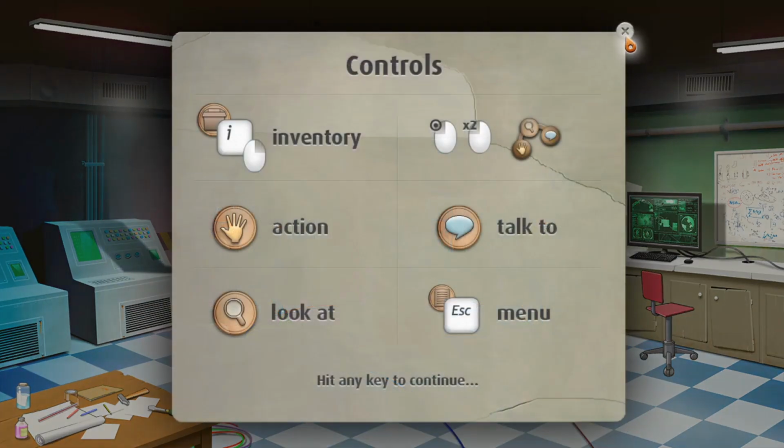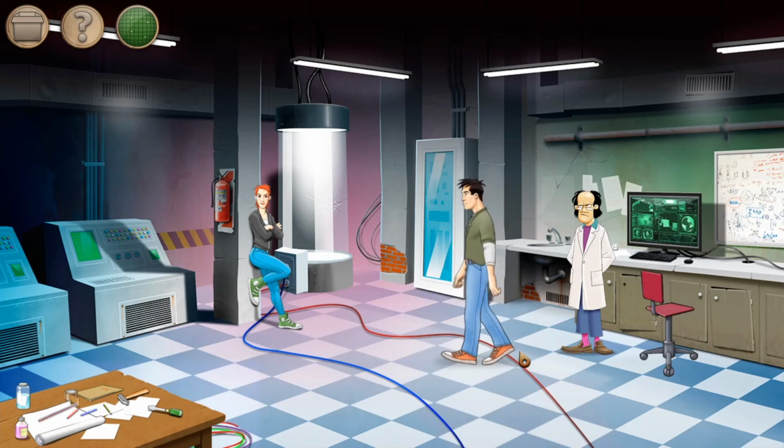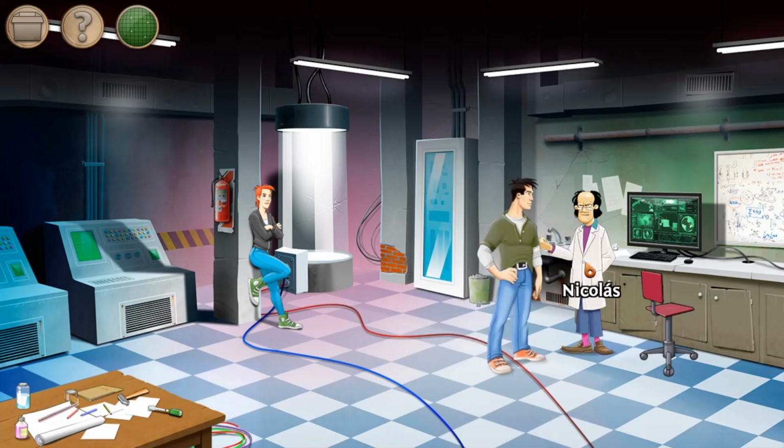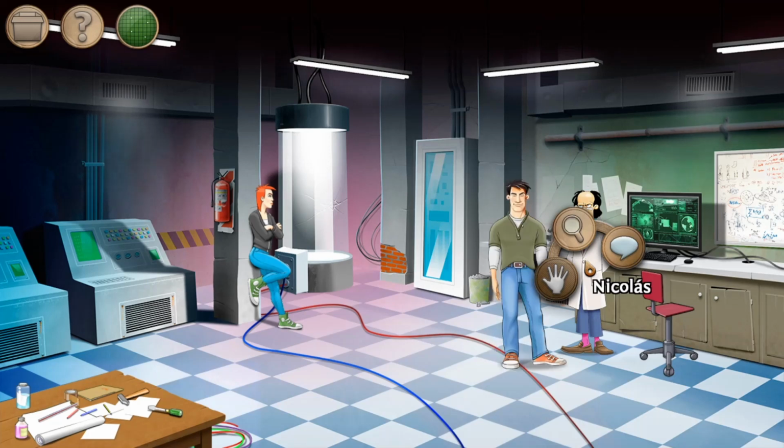So these are the controls. So you have to keep the left mouse button clicked in order to activate the controls. And let's talk to Nicolas.